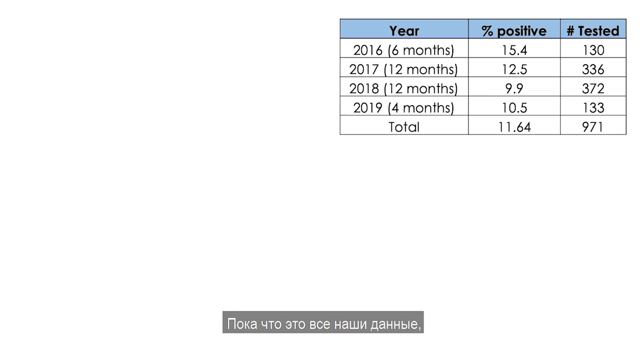So this is our data so far. We've been live with the test since summer of 2016, so very close to the previous speaker. We've tested almost 1,000 samples so far, with an average of about 300 or so a year. And our positivity rate is almost 12% right now.